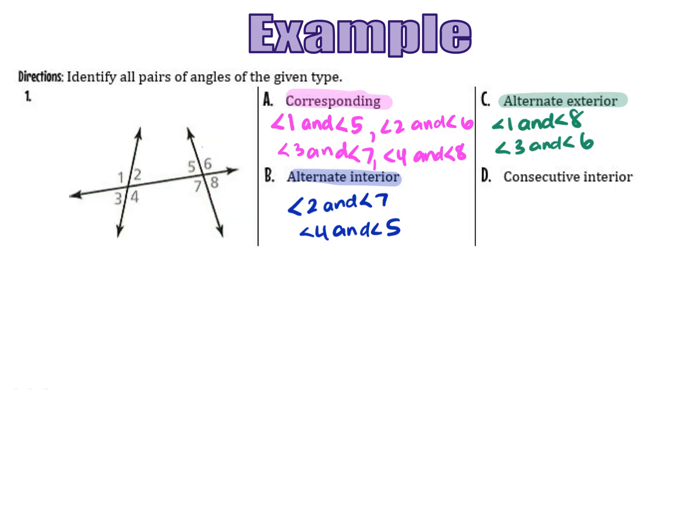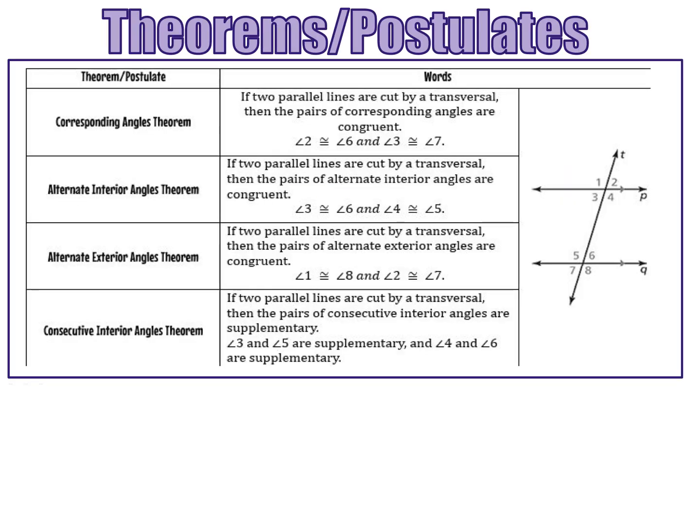And lastly, consecutive interior. So again, interior means we're looking in here. And consecutive means they're on the same side. So in this case, 2 and 5, and 4 and 7. So hopefully these vocabulary words are really starting to click because we're now going to get some theorems that give us information about them. Okay, each of these 4 theorems are associated with two lines that are parallel.